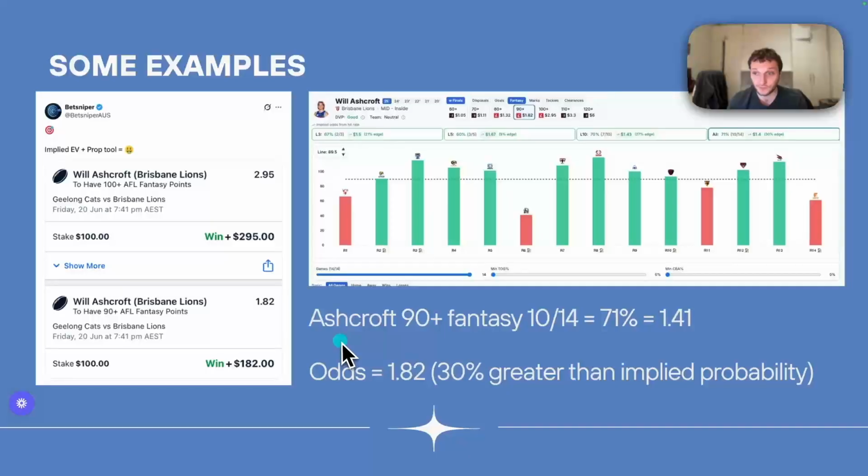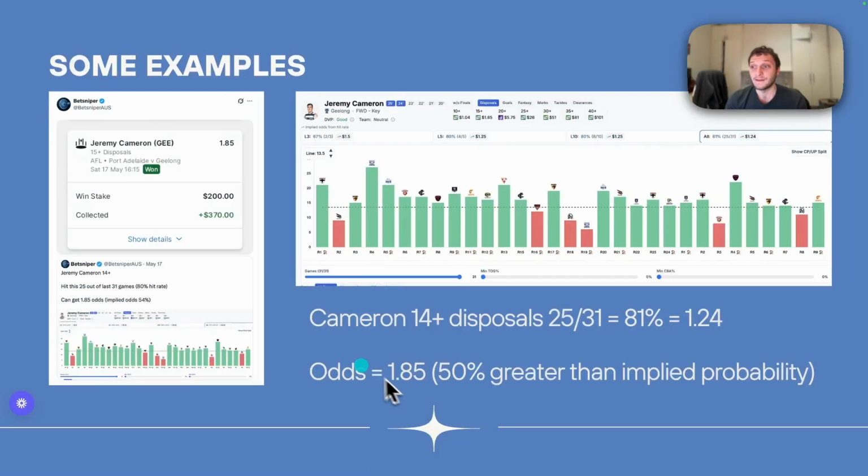Another example was Will Ashcroft 90 plus fantasy. He'd hit this in 10 of the last 14 matches, which would suggest a 71% implied probability and odds of $1.41. And then again, odds of $1.82 for me was a good betting opportunity. And then the last example was Jeremy Cameron to get 14 plus disposals. This was using the TAB promotion where you get one disposal. So he'd hit this 25 out of the last 31 times for an 81% implied probability, or odds of $1.24, and I was able to get odds of $1.85. And so essentially I quickly used the implied EV tool to show me that bet and then was able to validate it and put the bet on.